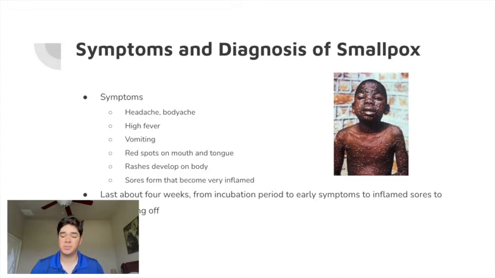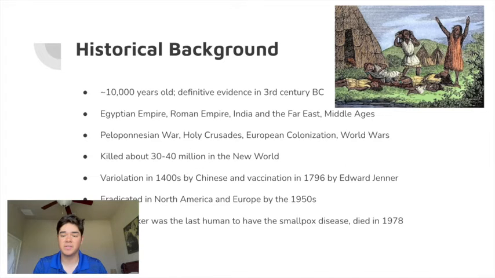And then as the smallpox virus continues to infect the body, you move into later stages of infection, which include red spots that will develop on the mouth and the tongue. And these red spots will eventually develop into sores that will become very inflamed and even filled up with an opaque-like fluid. And in addition to this, rashes will begin to spread throughout the body. And in the final stage of infection, these inflamed sores that have spread throughout the body will begin to scab, and then these scabs will finally begin to fall off.